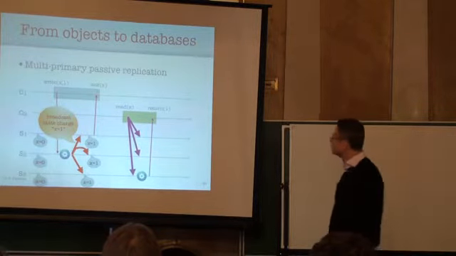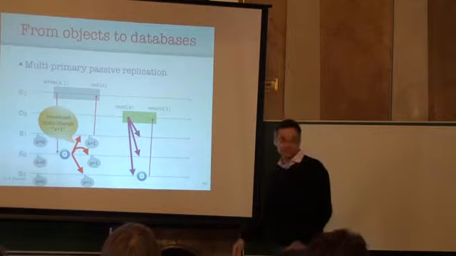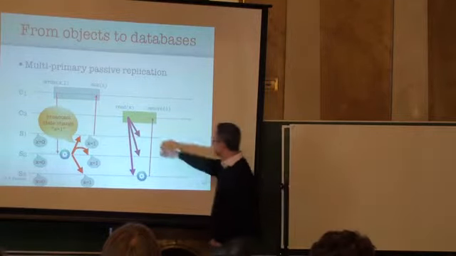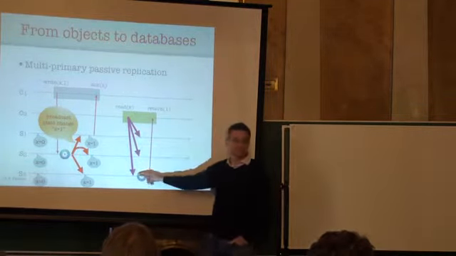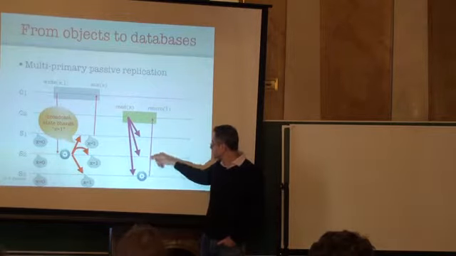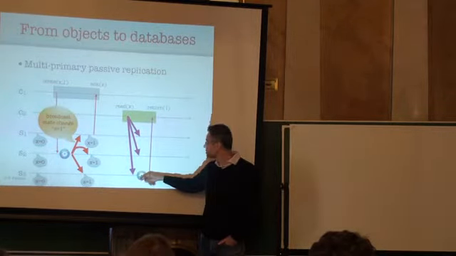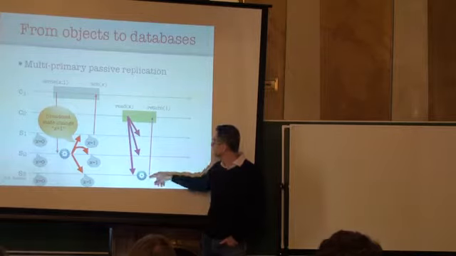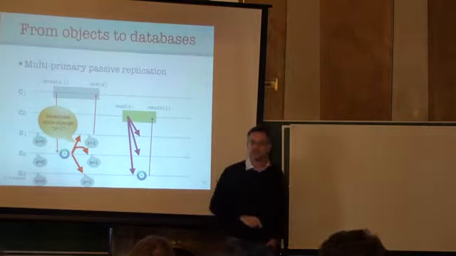Later on, client 2 does a read request. So read requests are immediately broadcast to all servers, but only one server executes it. So only one server retrieves the value of X and returns the answer to the client. Okay.